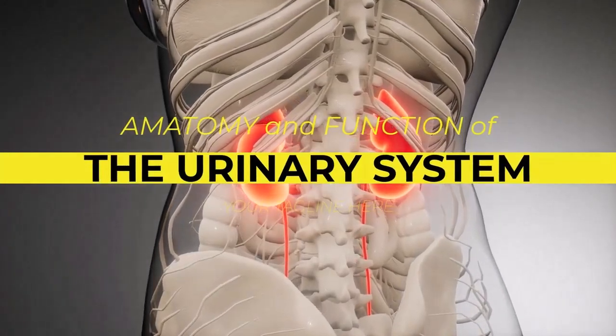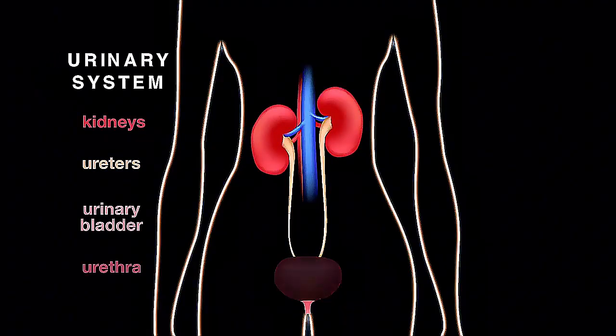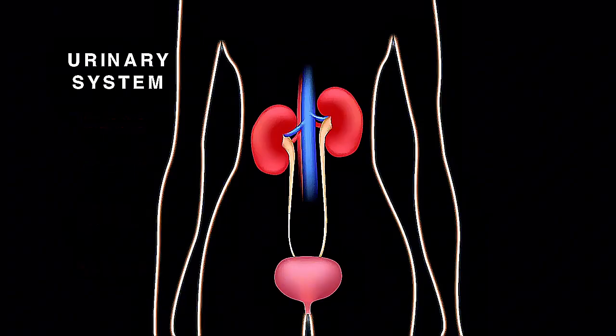Anatomy of the urinary system. The urinary system consists of 6 principal organs: 2 kidneys, 2 ureters, the urinary bladder, and the urethra.